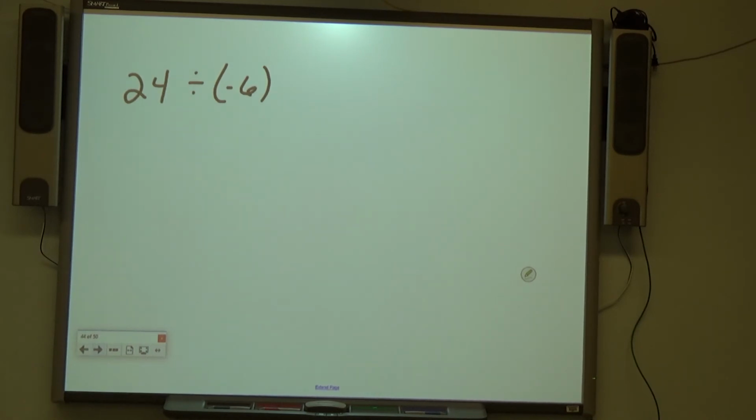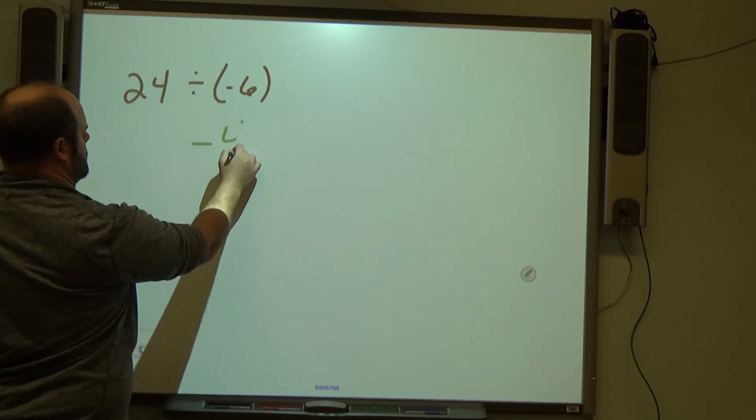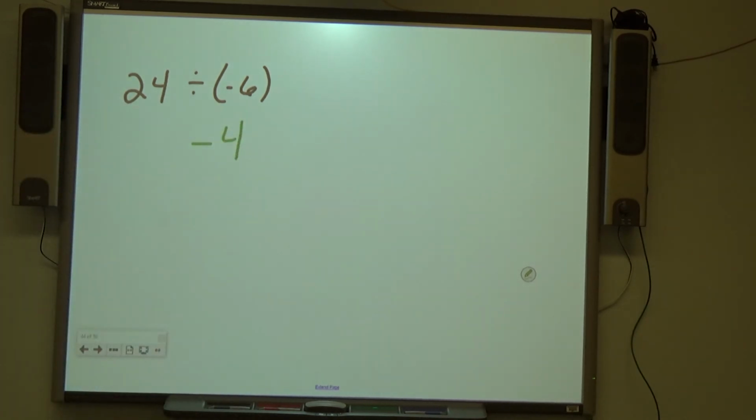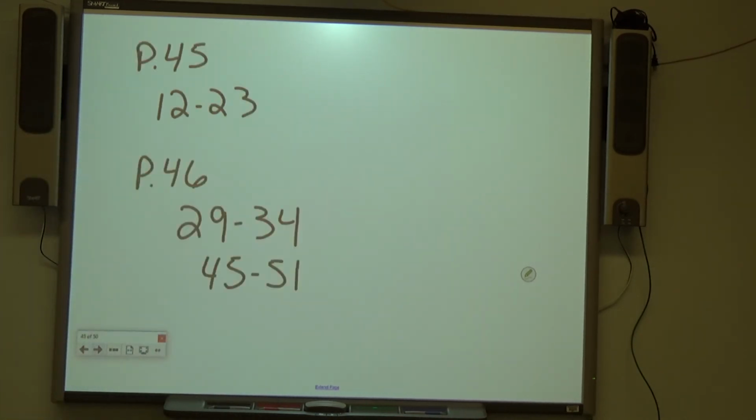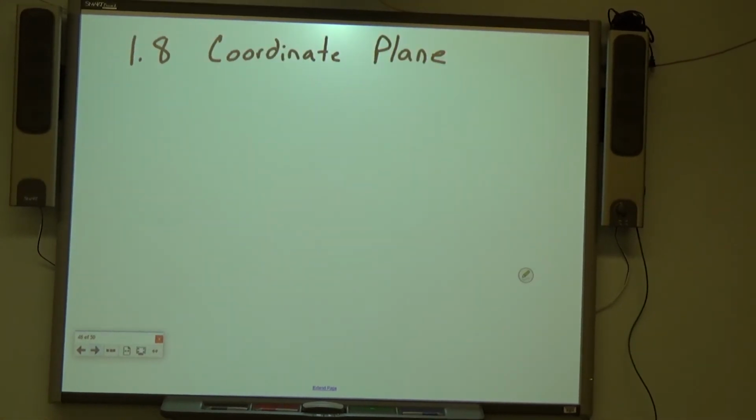One last problem. 24 divided by negative 6 is a negative 4. Here's your assignment. And some of your assignments might have some review problems from previous sections. Please put your name on your paper, start a fresh sheet of paper, put your assignment at the top of your page.